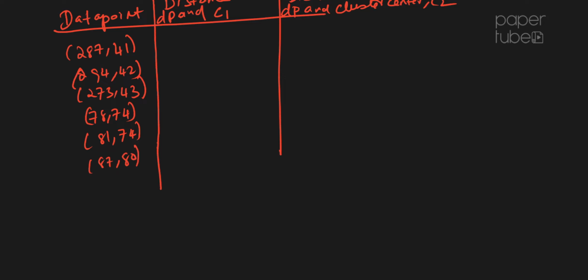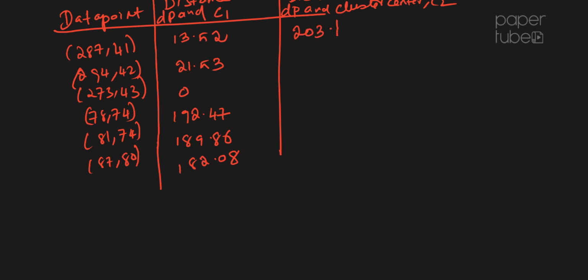So this distance will be 13.52, 21.53, 0, 192.47. This is something you have to check. 182.08, and here it will be 203.1, 210.52, 189.53, 10.66, 8.98, and then 0.